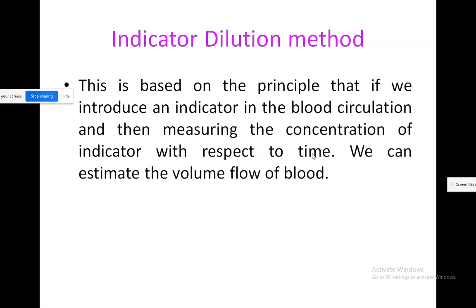Okay. So in the previous method, the Fick method, we used oxygen, that is O2, added to your blood circulation of the heart. Using that, you measured blood flow in the heart, that is cardiac output. But here we are going to use an indicator. What is an indicator?